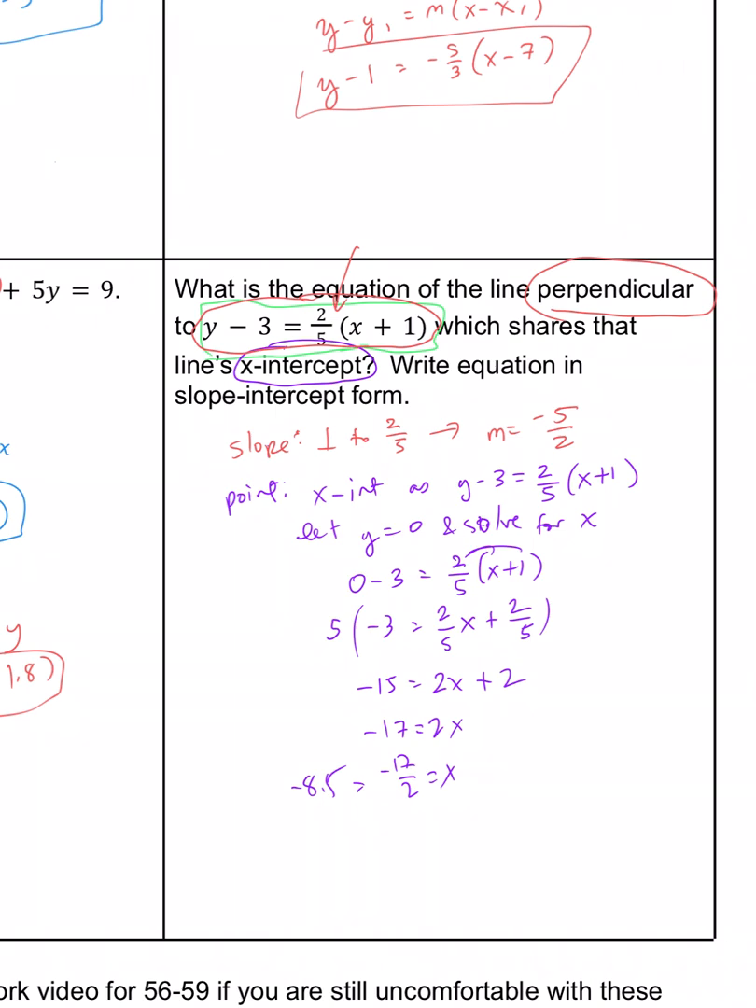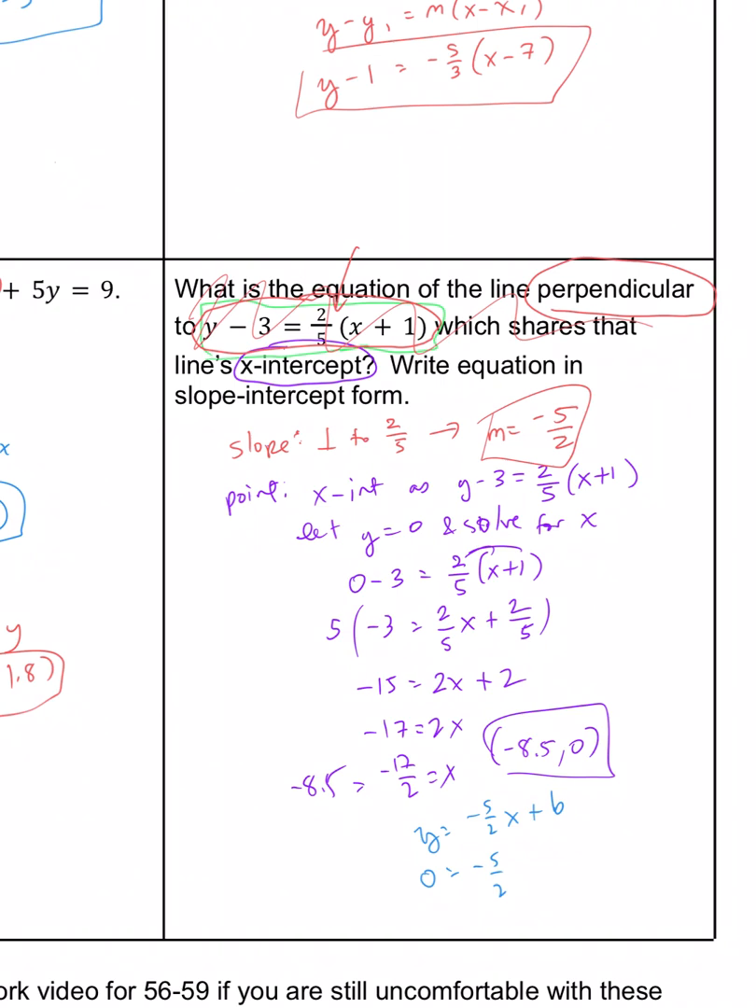I wanted this in slope-intercept form. Now I have a point, which was the x-intercept. Again, remember we plugged in 0 for y. And a slope. And once I've got that, I'm just going to ignore the problem because I have the information I need. I just need to get it in slope-intercept form. So y equals, my slope was negative 5/2 x plus b. The point I'm plugging in is 0, negative 8.5.